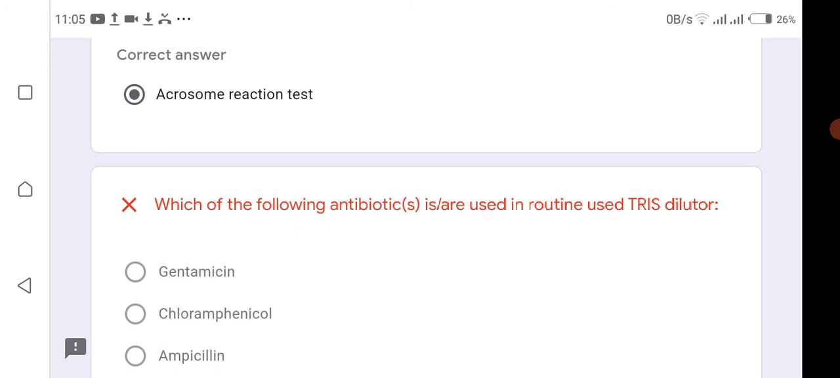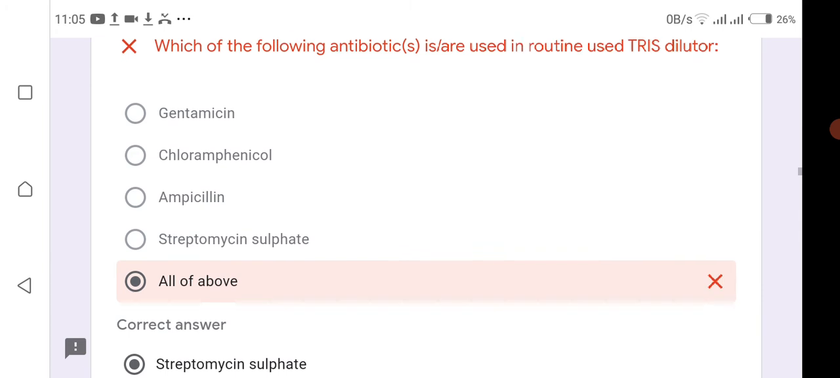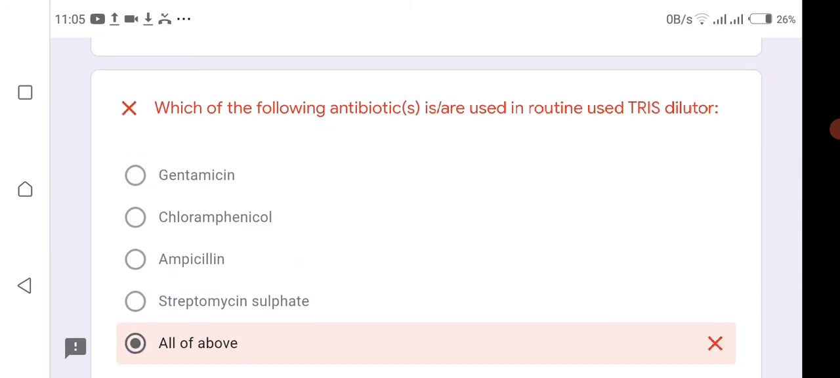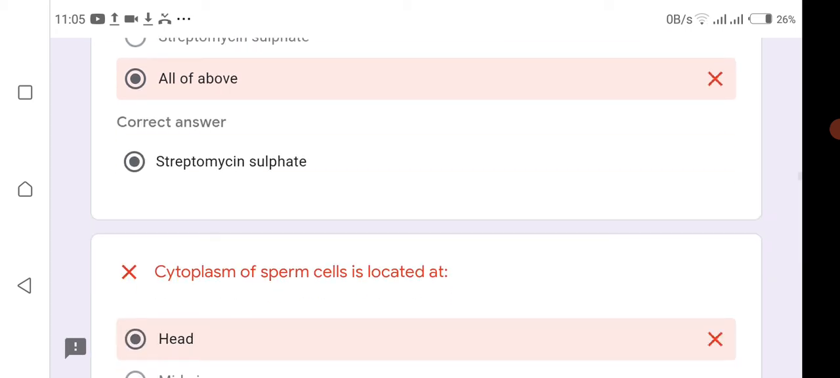Which of the following antibiotics is routinely used in Tris diluter? Streptomycin sulfate is a routine antibiotic in Tris diluter. The antibiotic in Tris diluter is streptomycin sulfate.